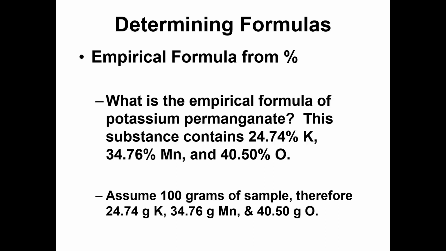34.76% manganese, and 40.50% oxygen. Alright, so the trick here is, and I'm not going to give you this hint for an exam, to basically assume 100 grams, which means we have 100 grams. That means we have 24.74 grams of potassium and 34.